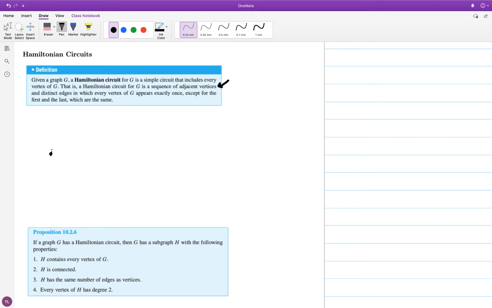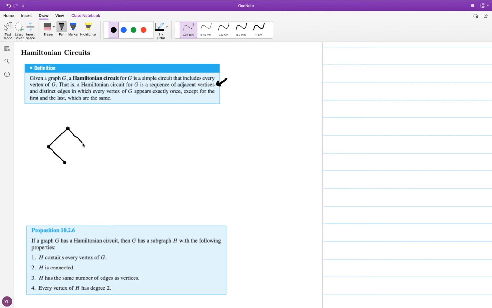So let's take a look at a graph that did have an Eulerian circuit. Something like this. It has an Eulerian circuit because you can traverse the edges of this graph one by one without repeating any of the edges and visiting all of the edges and all of the vertices in that walk.